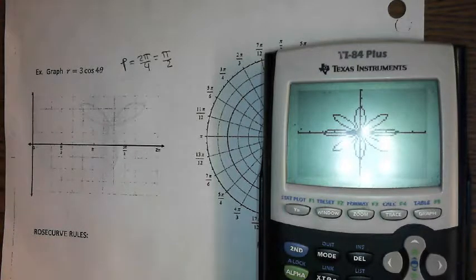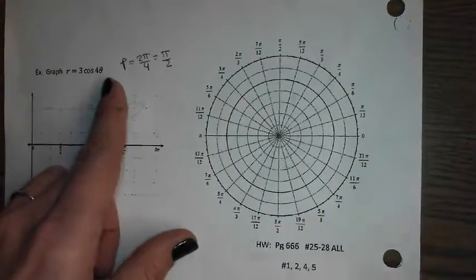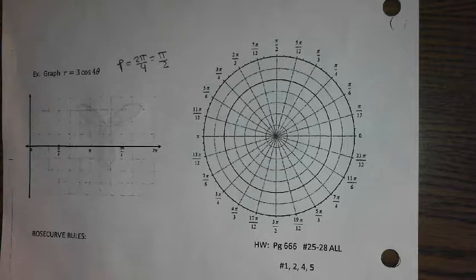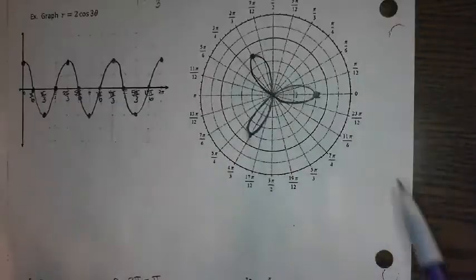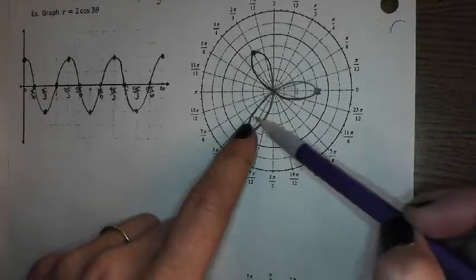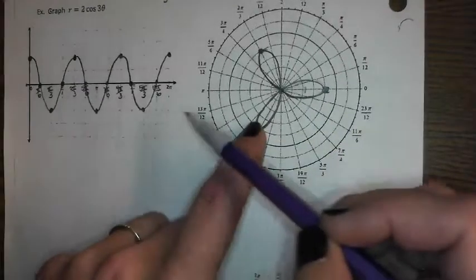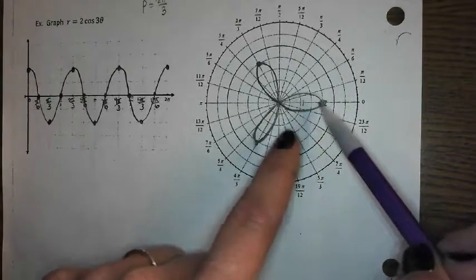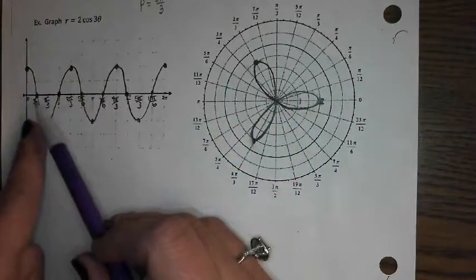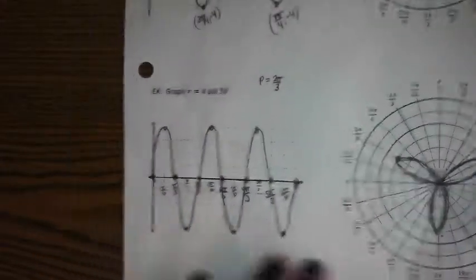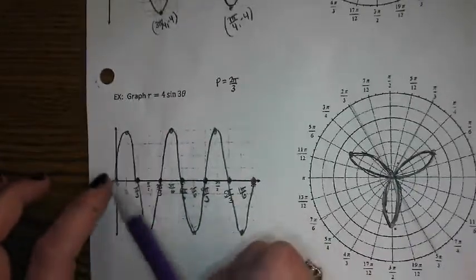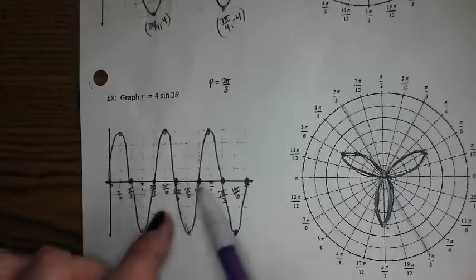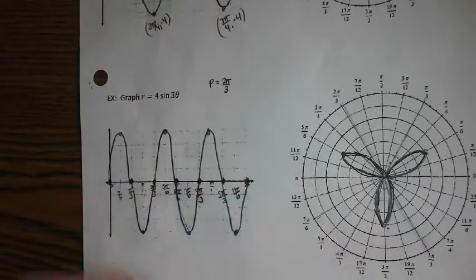See, what happens when n is odd is the cycle sort of repeats itself, right? Let's look at this one. Your first quadrant positives get repeated with your third quadrant negatives. That's what happens when your n value is odd, which is why you don't have a double number of petals, because it overlaps itself, as we saw.